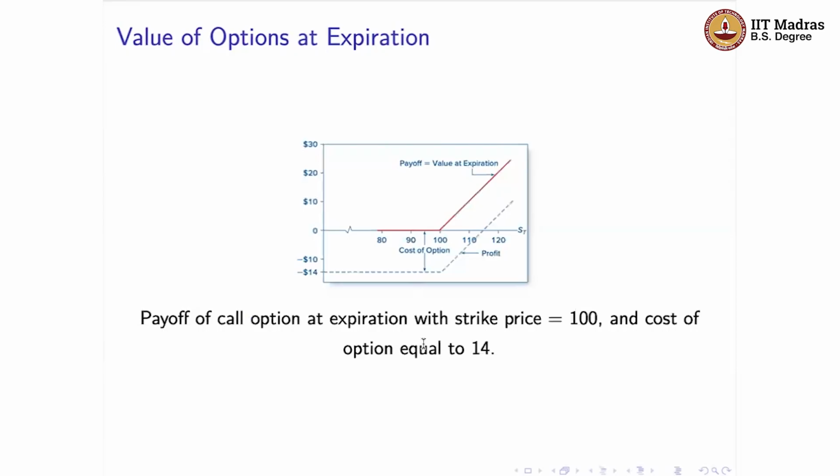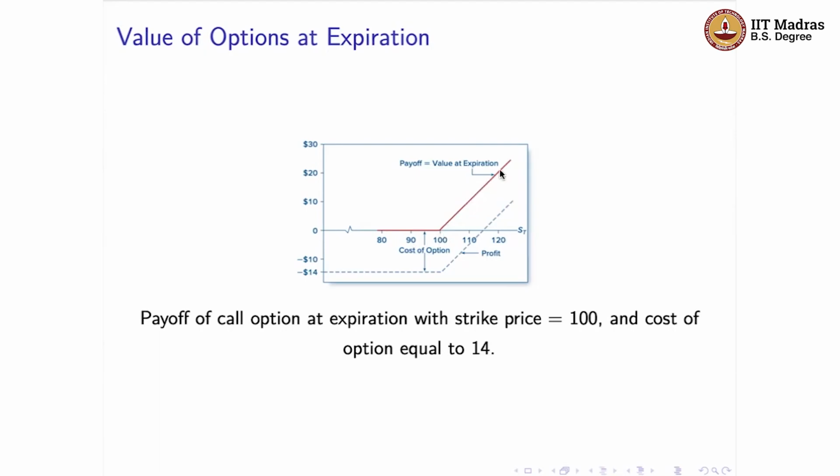Okay, so imagine that we have a call. This is the payoff for the call option that is plotted here with a strike price of 100 and the cost of this option equal to 14. So if the strike price is 100 and the price of the share is less than 100, then it wouldn't make sense to exercise the option based on the discussion that we have had so far. And so therefore the payoff, which is the value at expiration, is going to be equal to 0 if the share price is less than 100.